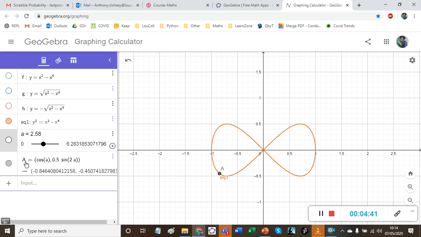But this point A is following a fairly nice process. Capital A is the point which is determined by cos of a number for the x-coordinate and a half of sine of 2 times that same number. And that number can be whatever we like. And I've set this to be a slider that varies between 0 and 2 pi.